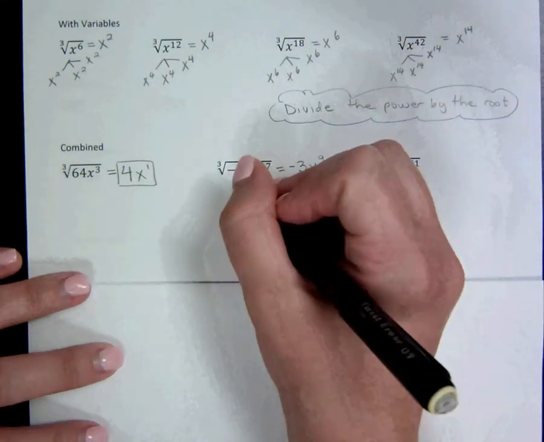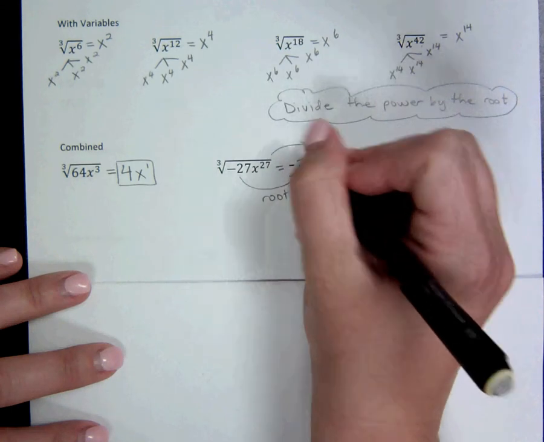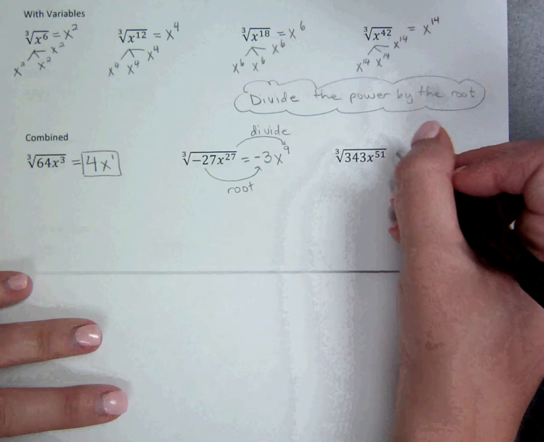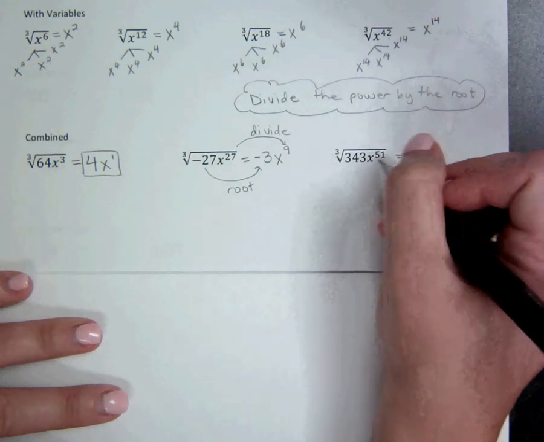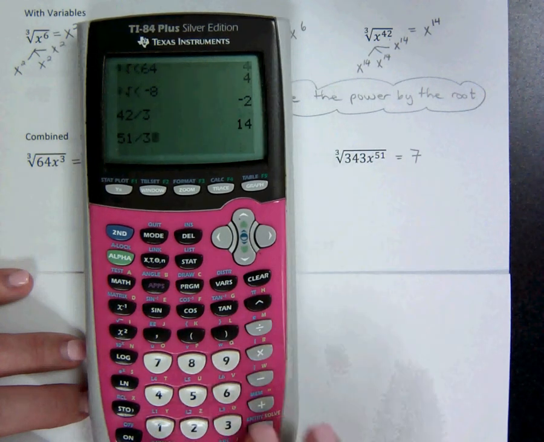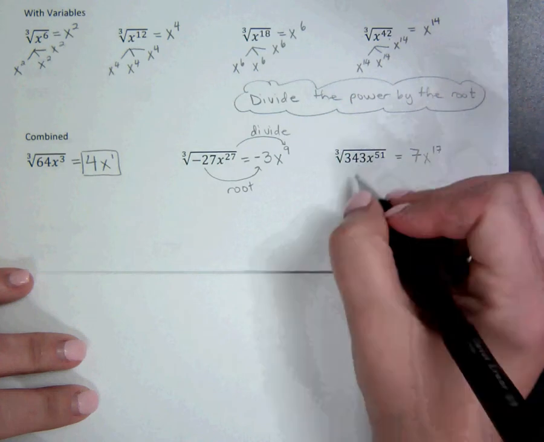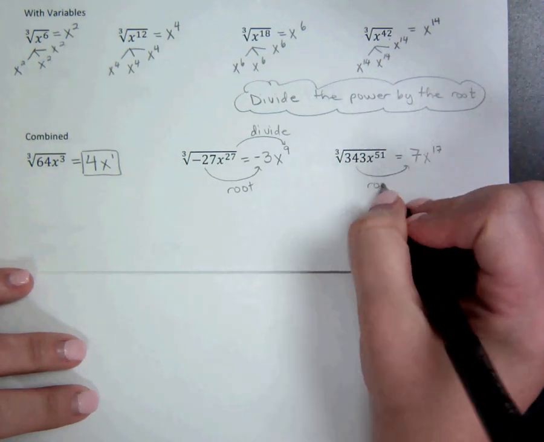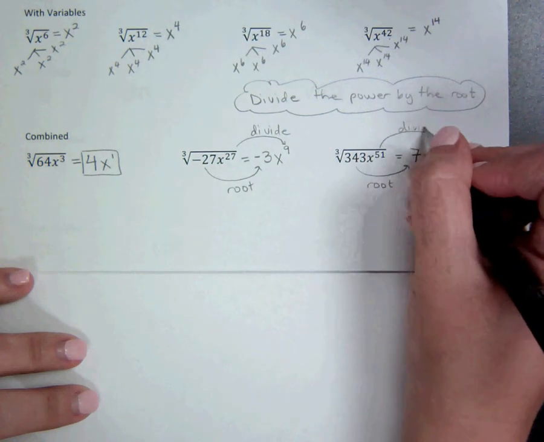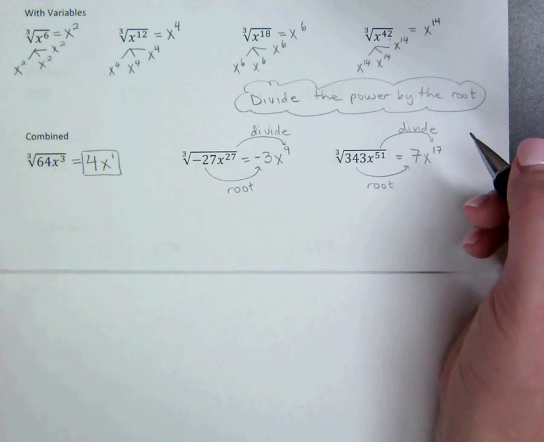So again, we're taking the root and then we're dividing. So two separate operations. The cubed root of 343 is 7, and 51 divided by 3, I believe, is 17. Yeah, 17. So the 7 is the root, and the 51 to 17 you divide. Divide the power and take the root of the coefficient.